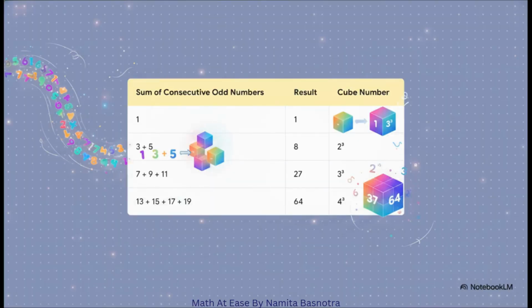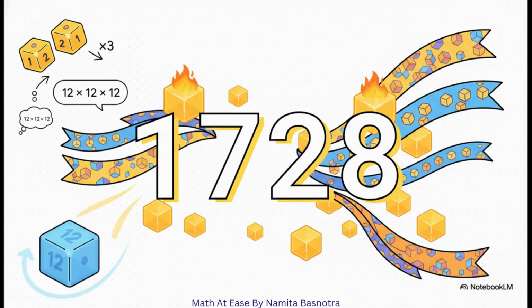This table just lays the whole thing out so beautifully. It shows that every single perfect cube can be built just by adding up a string of odd numbers in a row. It is a truly elegant secret just hiding right there inside the number system. Okay, let's calculate a slightly bigger one. 12 cubed. That's 12 times 12 times 12, which equals 1,728. Now, I want you to do me a favor and just burn that number into your memory. 1,728. It's about to become the star of a very, very famous mathematical story.